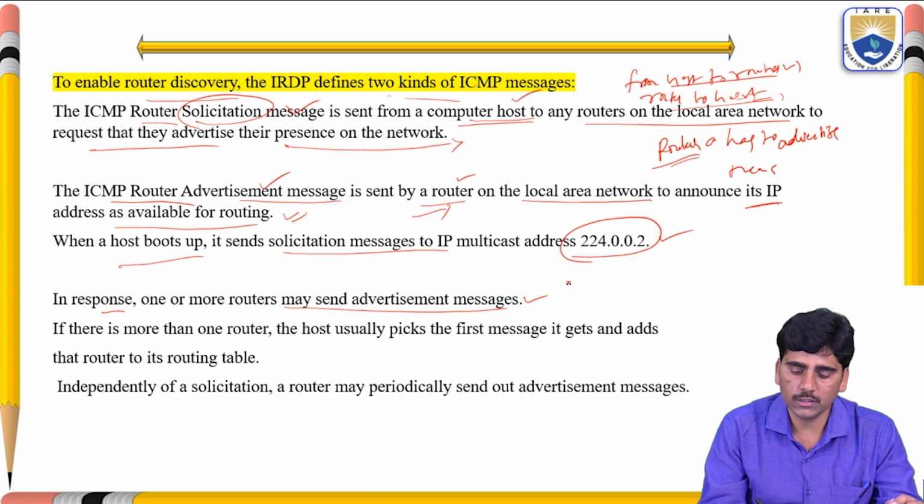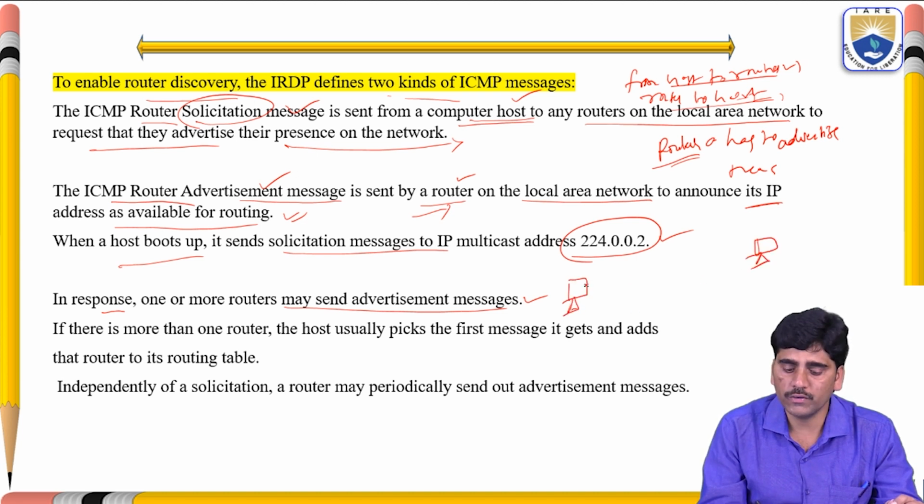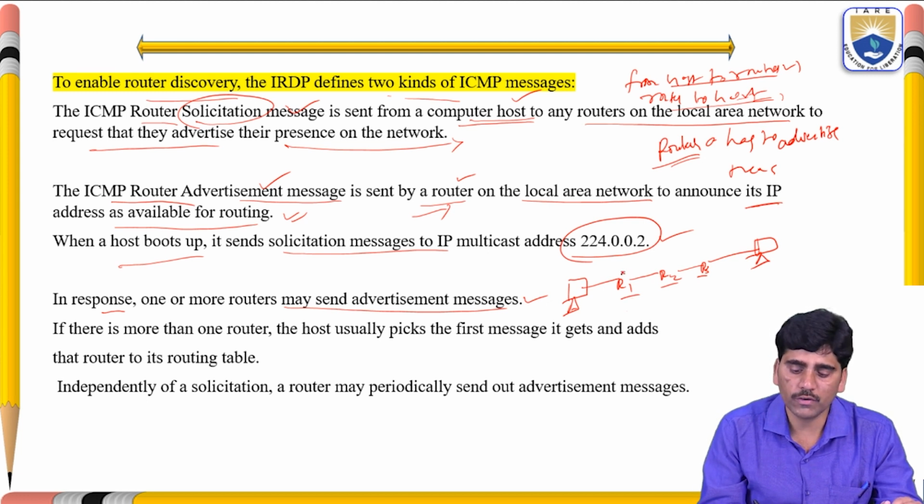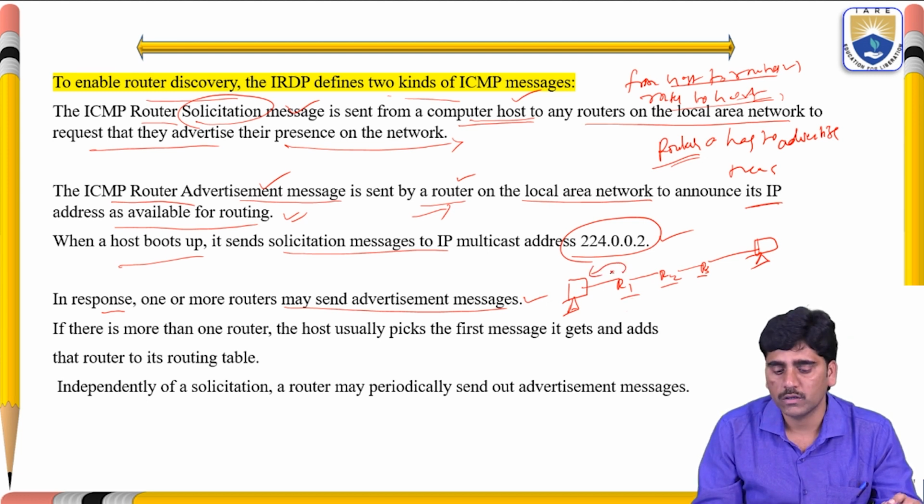Suppose the host is one side and the destination is the other. In between them, router 1, router 2, and router 3 are present. All these routers have to advertise themselves to give the information to this host.